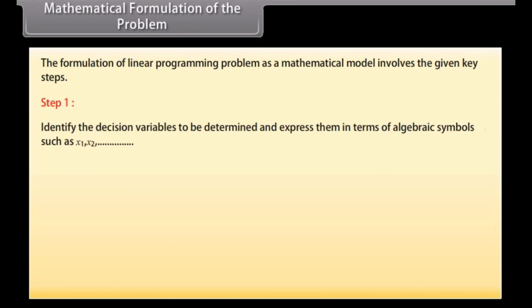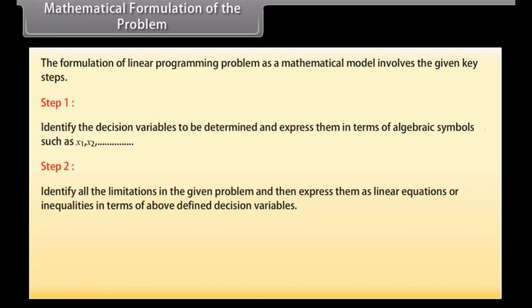Mathematical formulation of the problem. The formulation of a linear programming problem as a mathematical model involves the given key steps. Step 1. Identify the decision variables to be determined and express them in terms of algebraic symbols such as x1, x2 and so on.